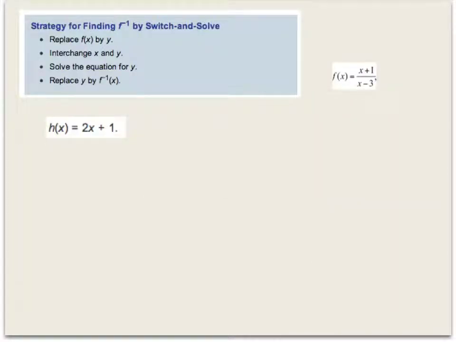The easiest way to find an inverse is by doing what we call the switch and solve. Basically what you want to do is start by replacing the f of x, or in this case h of x, by y. Then what you want to do is switch the x and the y, because we want to make the inputs turn into the outputs and the outputs turn into the inputs so that we have the reverse inverse direction. So I'm going to change my y to an x and my x to a y. Now solve for y.